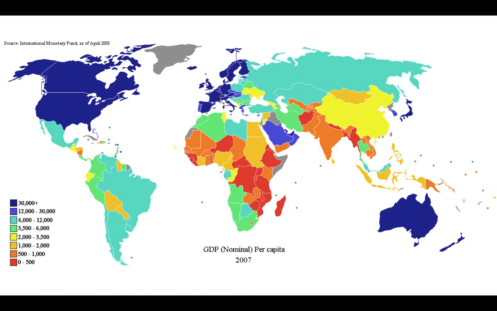Notice that the main takeaway I want you to get from this is that many countries with low GDP per capita, low standard of living, are African and Southeast Asian countries. South America is not doing much better, but it is better.